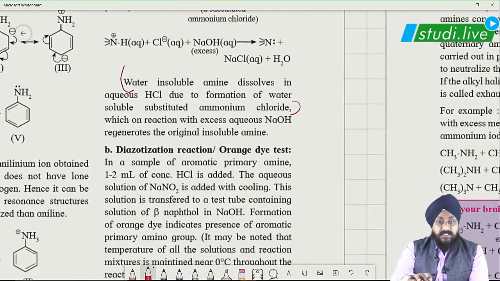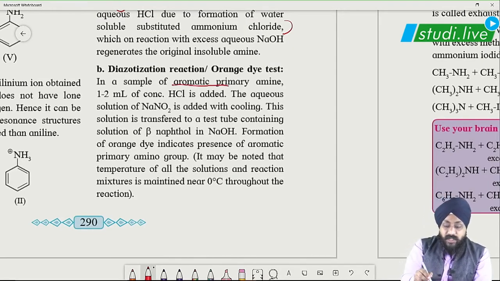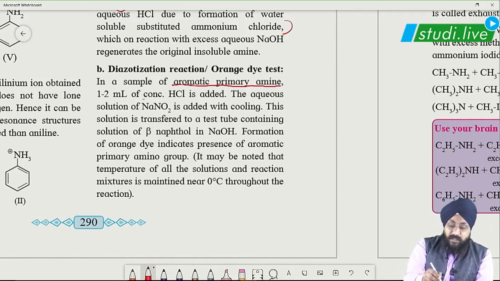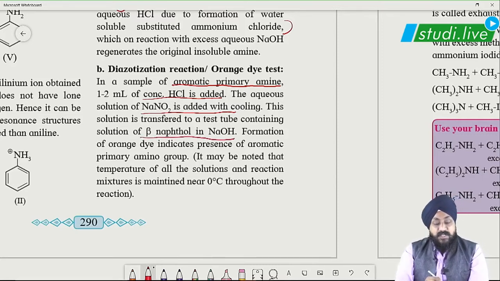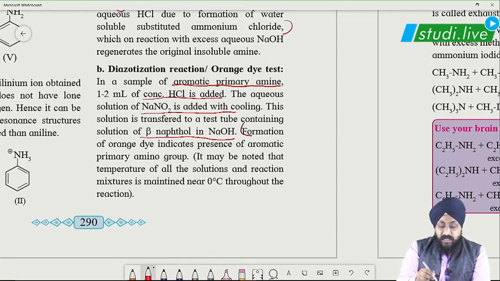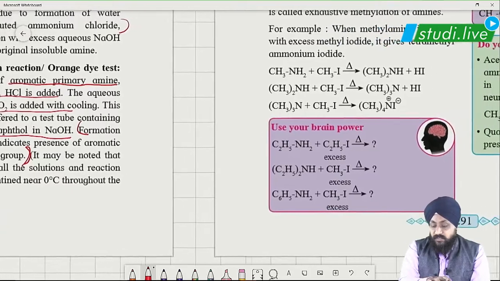Now the next test is going to be the diazotization reaction, or the dye test. You call it the dye test. Now students, here what you do is take aromatic primary amine. To that you add concentrated HCl and NaNO2. And the solution is transferred to a test tube containing beta naphthol in NaOH. So here what is going to happen? There will be formation of an orange dye, and it indicates the presence of aromatic primary amine. So this is going to be another test, students.